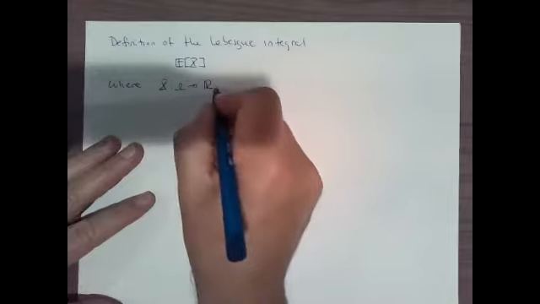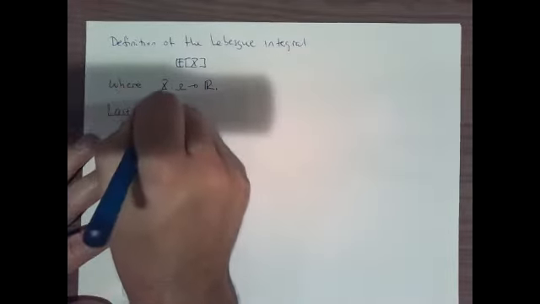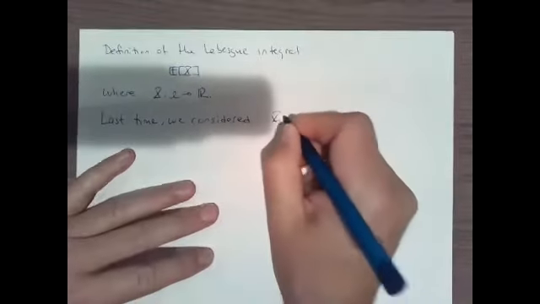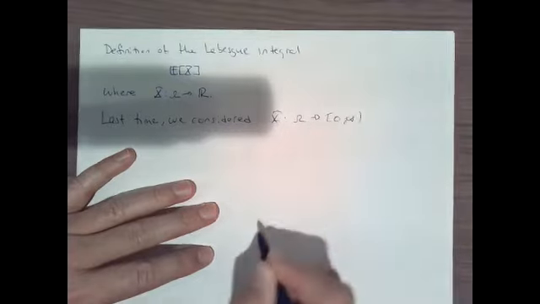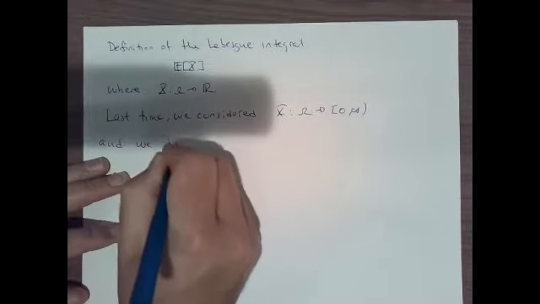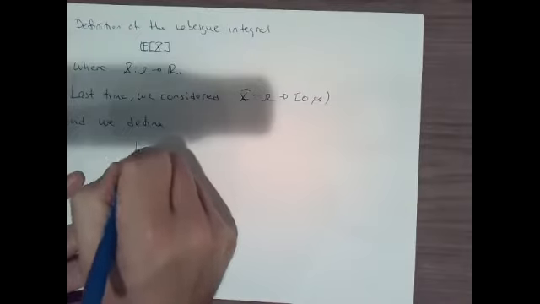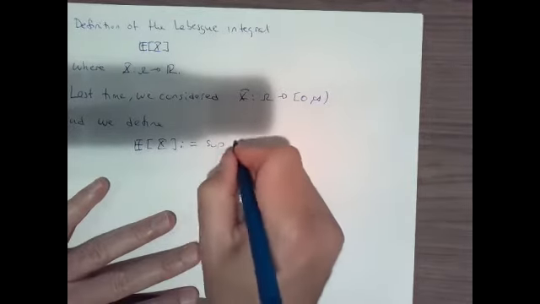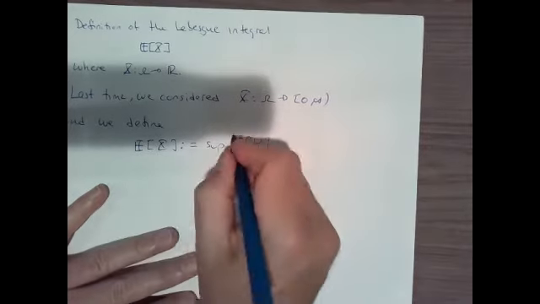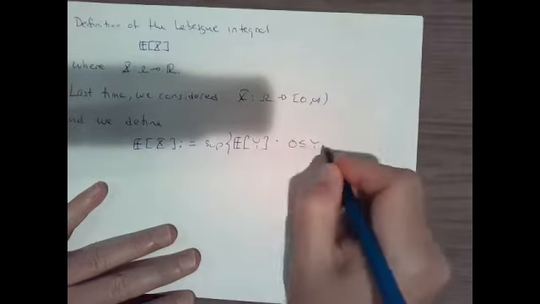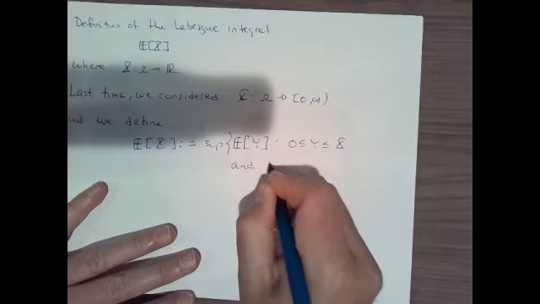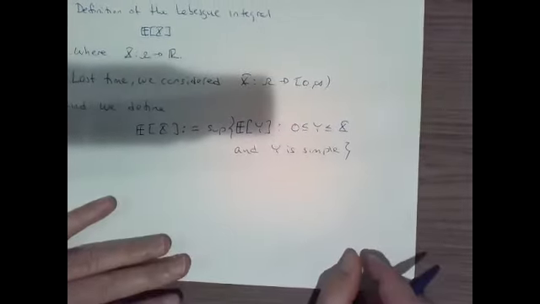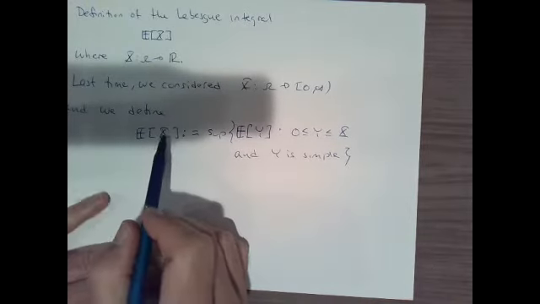So what we did last time was we considered X positive, so X going into the non-negative reals, and we defined the expectation of X. This was the supremum of expectations of random variables Y when Y is non-negative and less than X, and Y is simple. This was the Lebesgue definition of the integral of X.